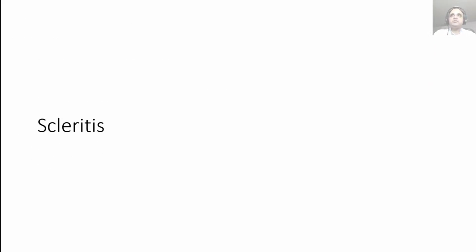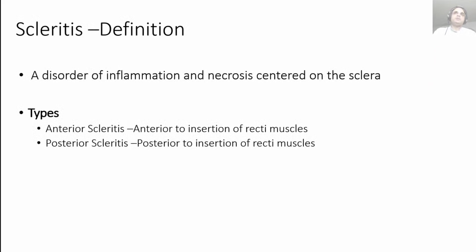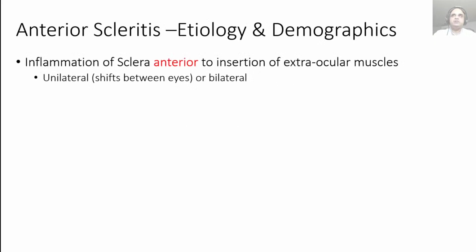Now we'll talk about scleritis, which is inflammation and necrosis of the sclera. It's of two types, anterior scleritis and posterior scleritis. Anterior scleritis is anterior to the insertion of the recti muscles. Posterior scleritis is posterior to the insertion of the recti muscles. We usually limit our discussion to anterior scleritis at an undergraduate level, which is inflammation of the sclera anterior to the insertion of extraocular muscles.